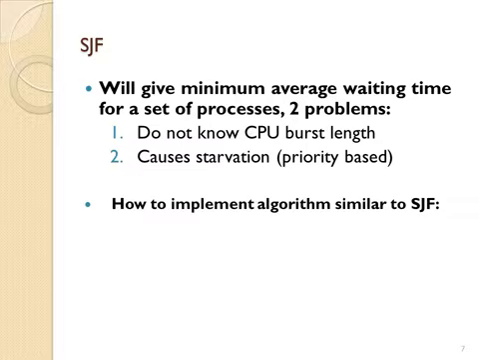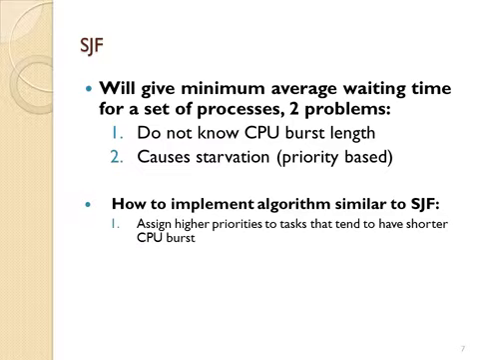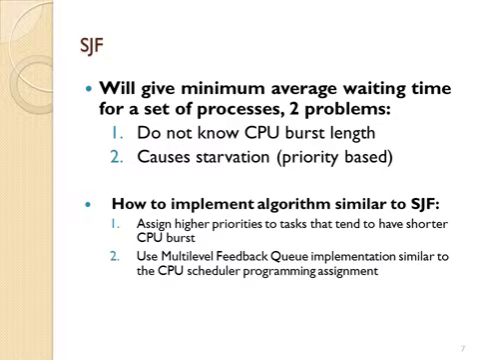So there are different reasons, the first one being a fundamental reason, but also starvation could be another reason. But if you would like to have all of your shortest tasks go in the front, there are some ways to implement algorithms similar to shortest job first. The first is that you could assign higher priorities to the tasks that tend to have shorter CPU bursts, so you know what's going on in your system.